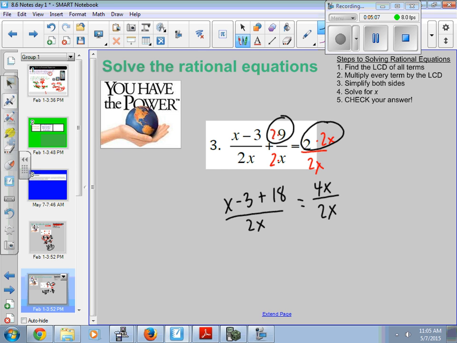Okay, again, once you get it to this point, these two denominators, if we were to multiply by 2x, simply cancel out. So we just need to solve the top. We got x plus 15 then equal to 4x. If we keep solving here, we could subtract an x. And if we do some division, we find that x equals 5.